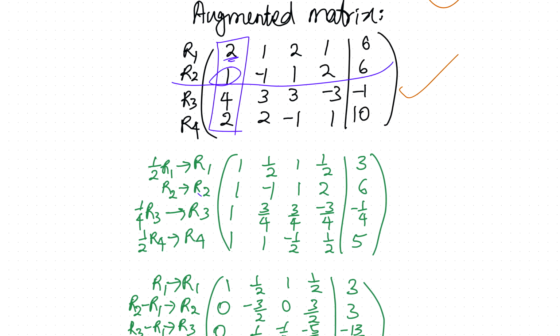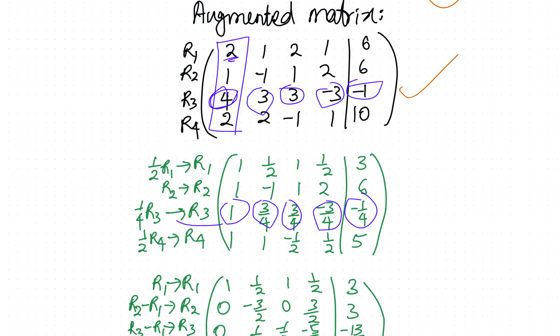So that is settled. Then the next thing is 4. To get 4 to be 1, we have to multiply row 3 by 1 over 4. So 1 over 4 of the old row 3 is the new row 3. 1 over 4 times 4 is 1. 1 over 4 times 3 is 3 over 4, 3 over 4 times 3 again, 3 over 4 times -3 is -3 over 4, and times -1 is -1 over 4.